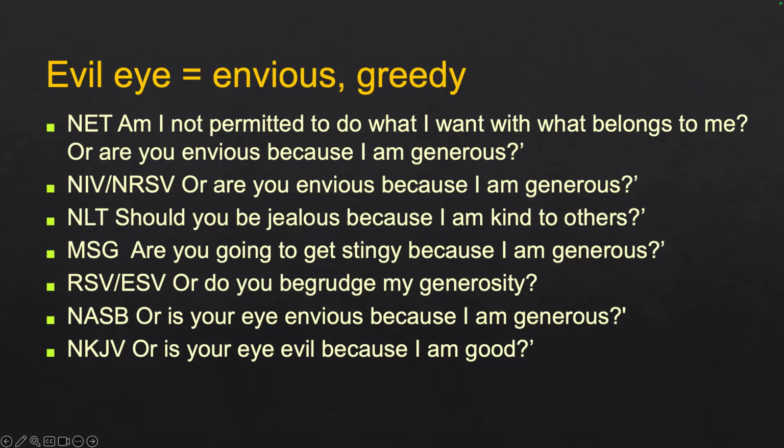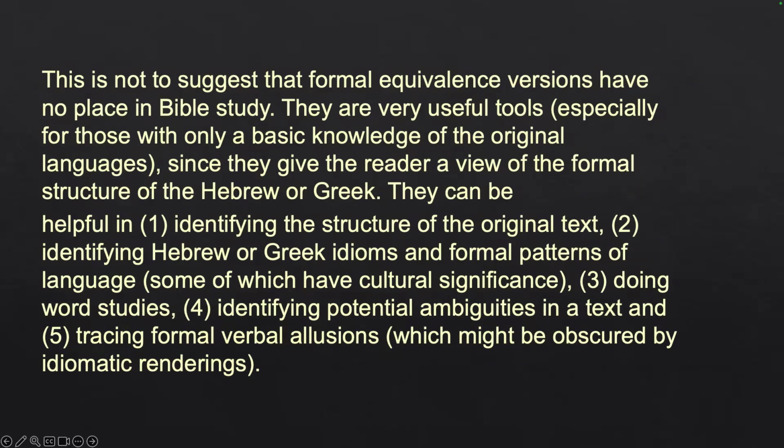Not really. So you're in a conundrum. Do I translate the idiom or not? So back to his thing, do the literal translations help with identifying idioms? I'd say sometimes, but not any more than the dynamic. Okay, it's also that they're useful for doing word studies.